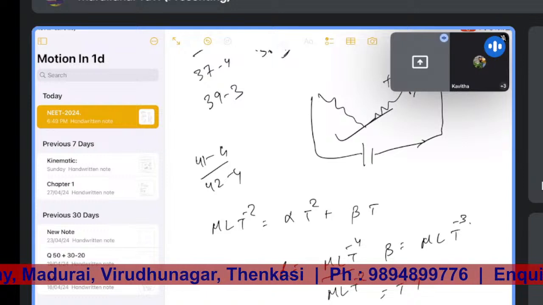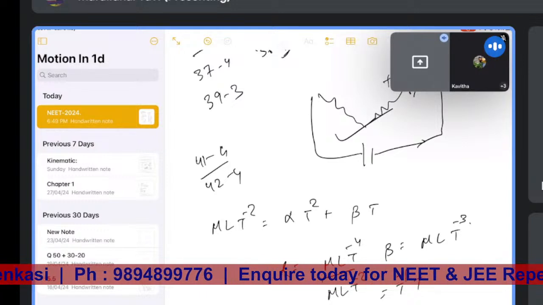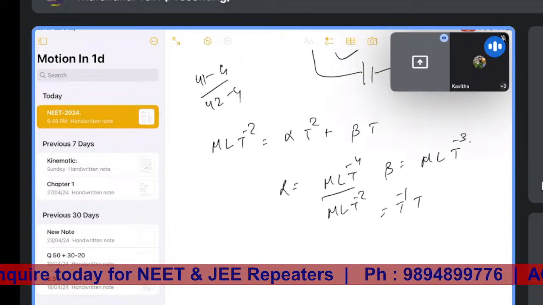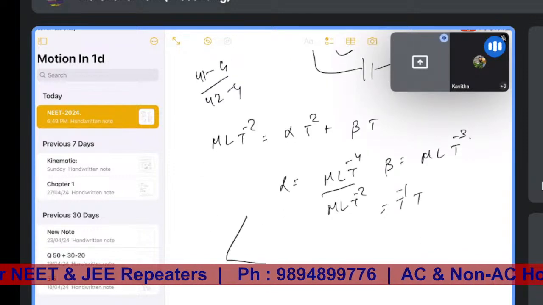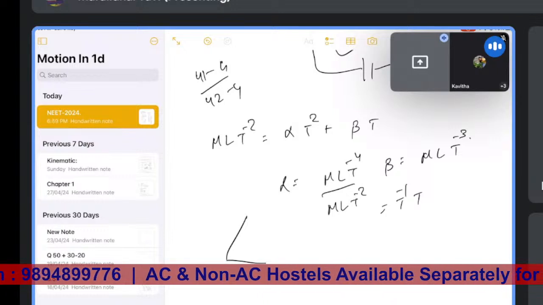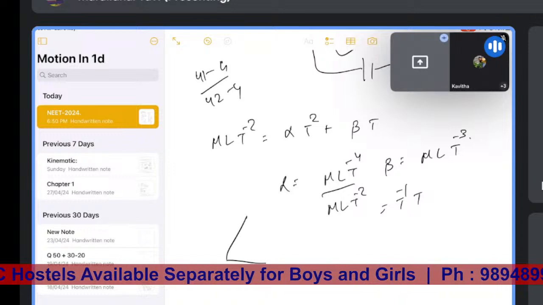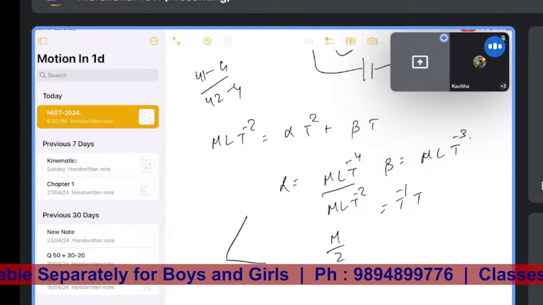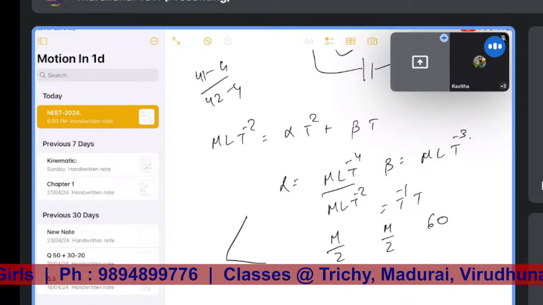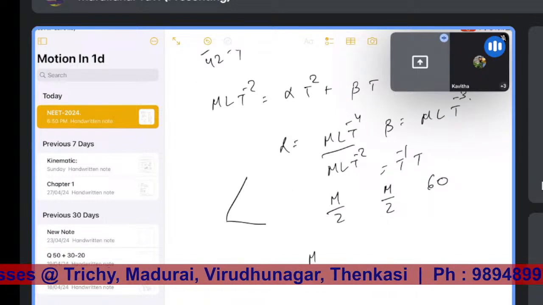Then let's quickly go to 44. An iron bar of length L, magnetic moment M, is bent at the middle of its length such that the two arms make an angle of 60 degrees with each other. Magnetic moment is a vector quantity. Initially it has M, now there are two vectors of M by 2, inclined at 60 degrees.